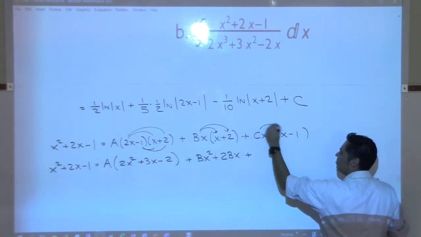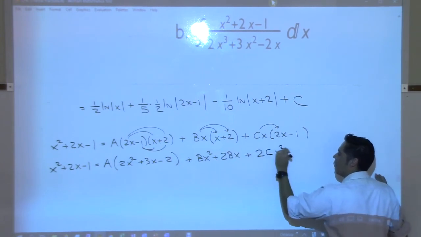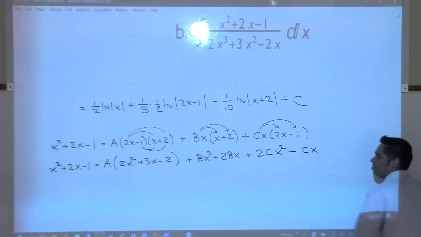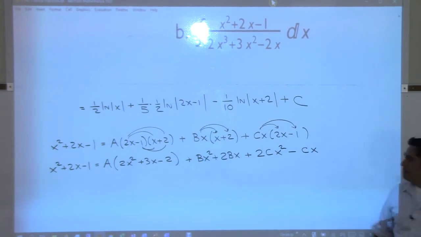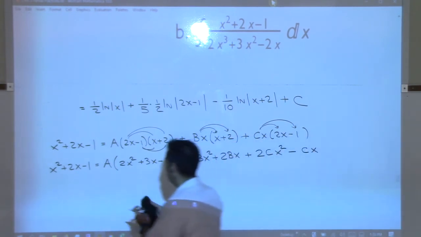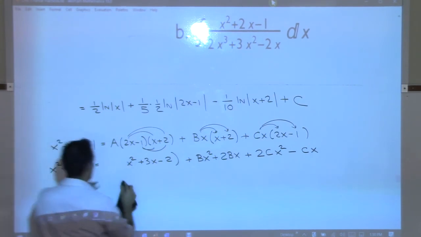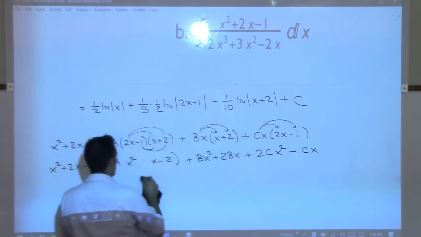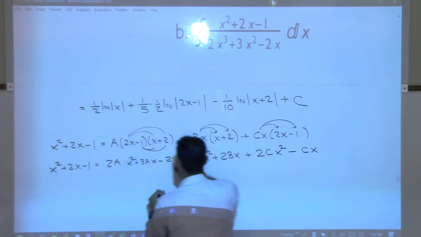How about I write this next one? Probably 2cx squared, and then this last one, minus cx. And I still need to distribute that a over there. Can I cheat and just erase my parentheses and put it in there? Is that all right? Okay, so this is going to be 2ax squared, and this one's going to be 3ax, and this last one is going to be minus 2a.